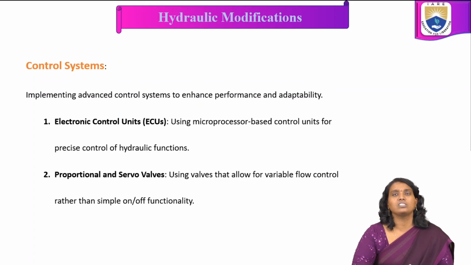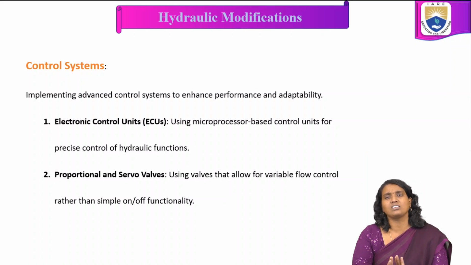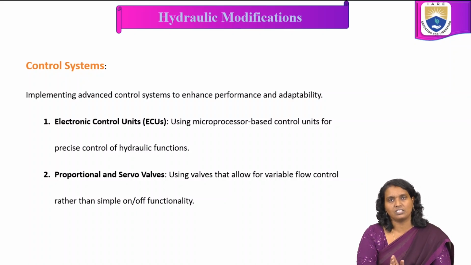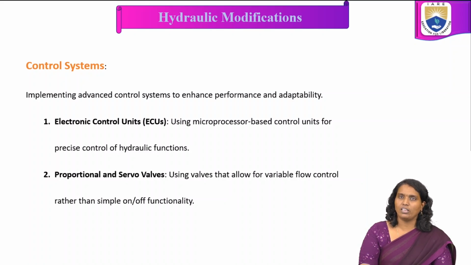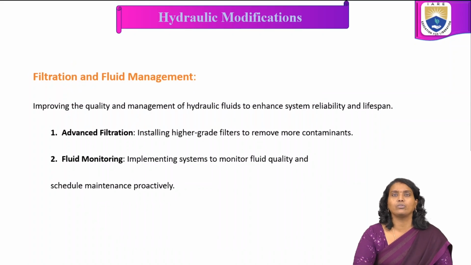Next, control systems: implementing advanced control systems to enhance performance and adaptability. Electronic control units, ECUs, use microprocessor-based control units for precise control of hydraulic functions. Proportional and servo valves are valves that allow for variable flow control rather than simple on and off fluctuations. These controls all come under hydraulic modifications for better controlling systems, to enhance performance and adaptability, and the sustainability of the system is maintained. So based on these control systems, we are going to understand.